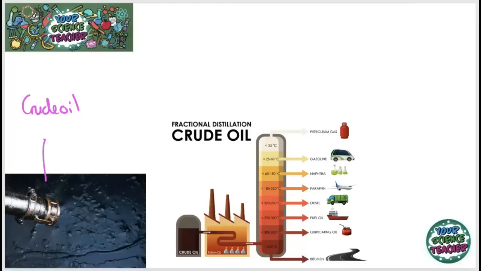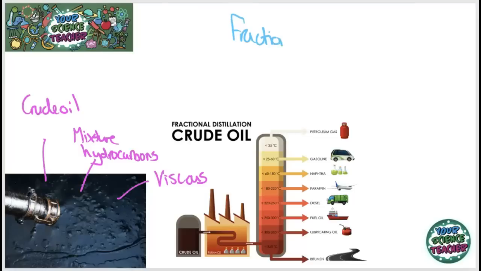However, in its pure form, it's not very useful. It's just a mixture of hydrocarbons, and it's an incredibly viscous liquid, meaning that it doesn't really burn very well, it's not very flammable, and it's very, very thick and not runny. So because of this, I need to separate my crude oil into useful components using a process called fractional distillation. And there's a few key principles behind fractional distillation.